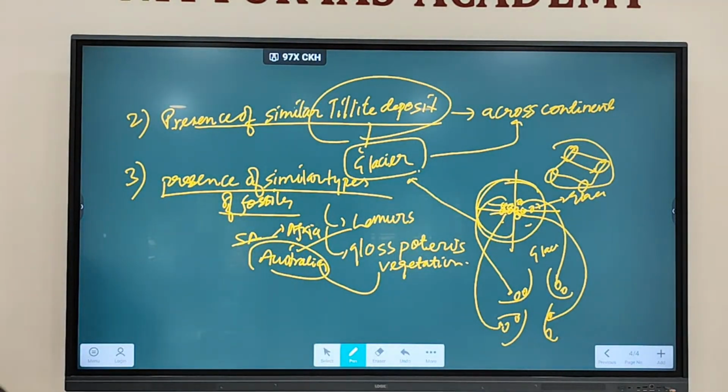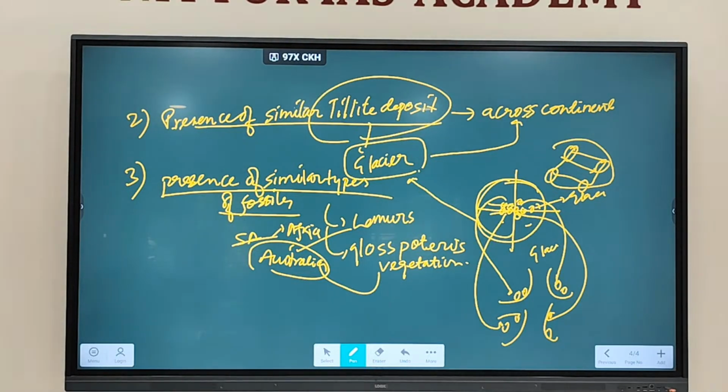So what will happen is, similar types of fossils can only be found when they were united. When they were united, the same organisms lived in that area. When they died off, their fossils remained. Now the continent has broken down, so you find similar fossils here, here, and here.